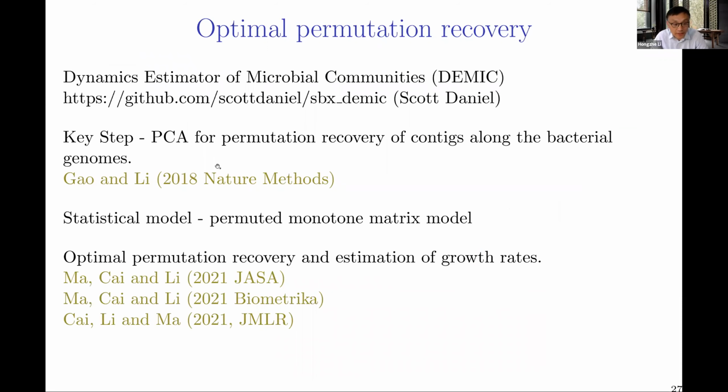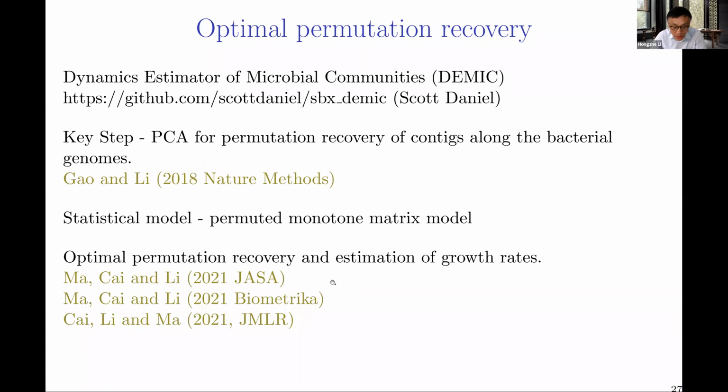This indeed is the key step in our algorithm, which we call DEMIC, that we published a couple of years ago in Nature Methods. So the key of this approach is to apply principal component analysis to order the contigs. After you order the contigs, you can figure out the peak coverage and the trough coverage, from which you can quantify the bacterial growth rate. So this is basically our algorithm.